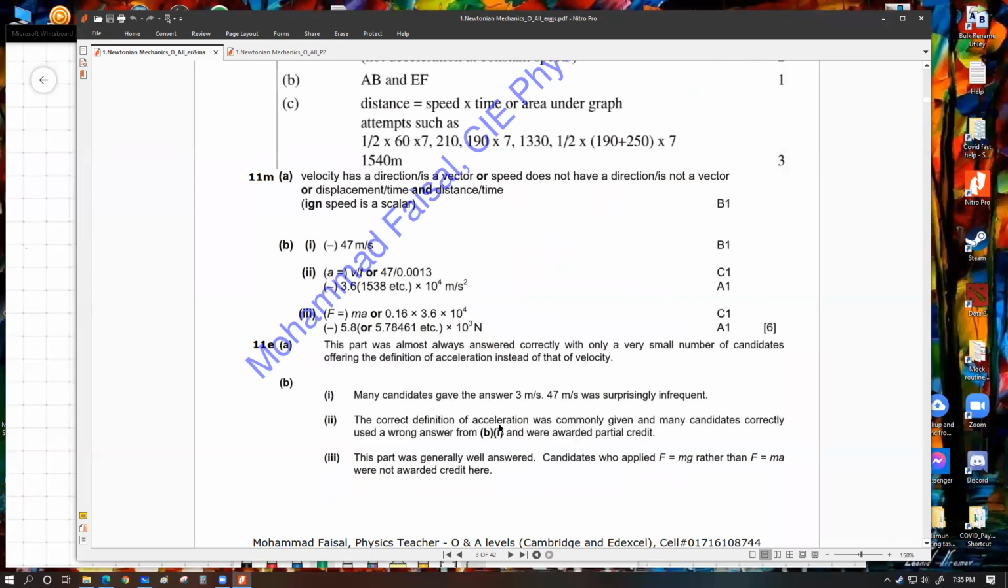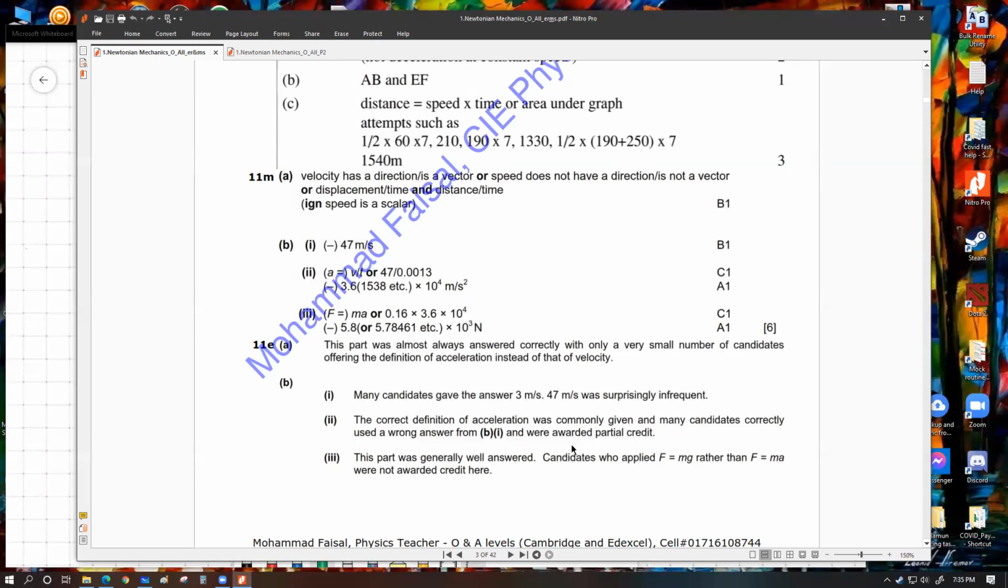Number 2 says the correct definition of acceleration was commonly given, and many candidates correctly used the wrong answer from B1 and were awarded partial credit. Partial credit is basically what we call ECF. ECF means error carried forward, which means if you mess up a certain calculation in a certain part of a math and you use that answer for subsequent calculations, logically all of your subsequent calculations should also be wrong. But you will be only penalized for one mistake in one place.